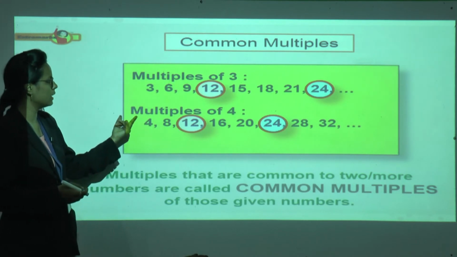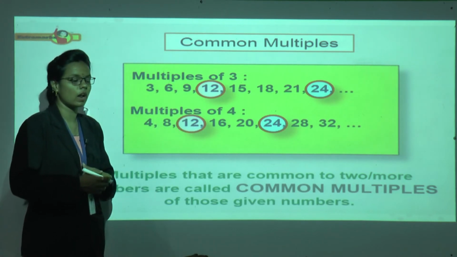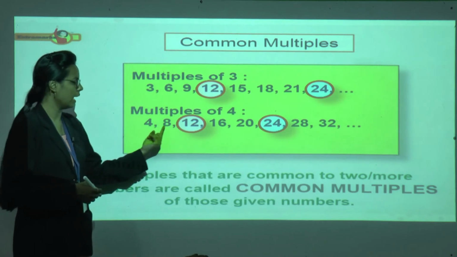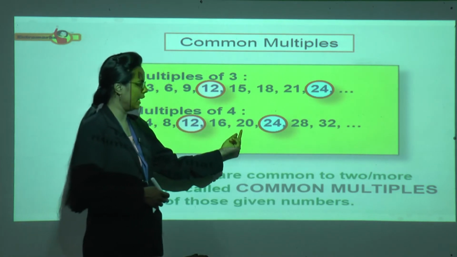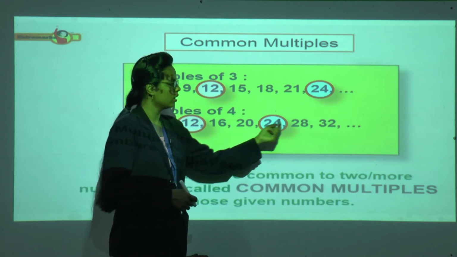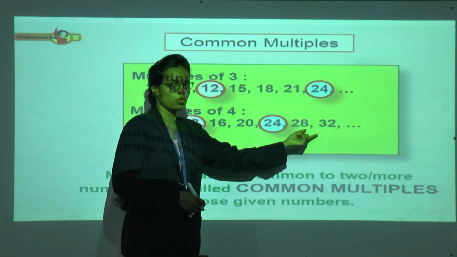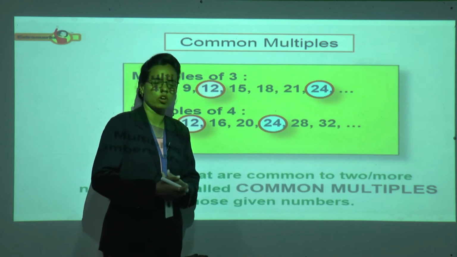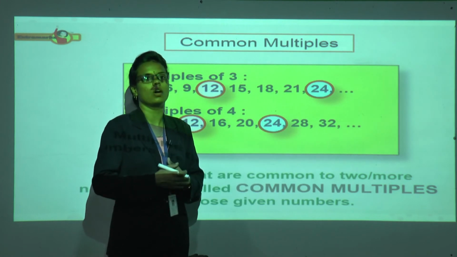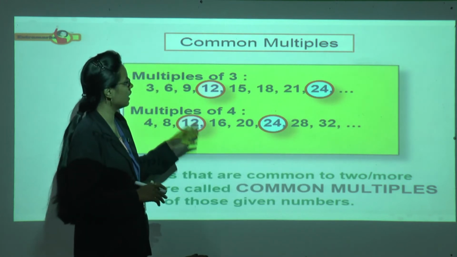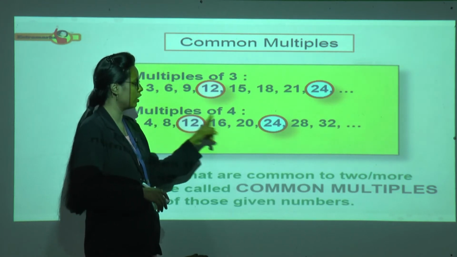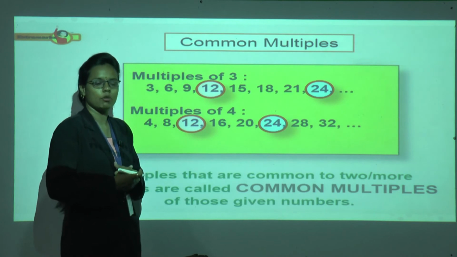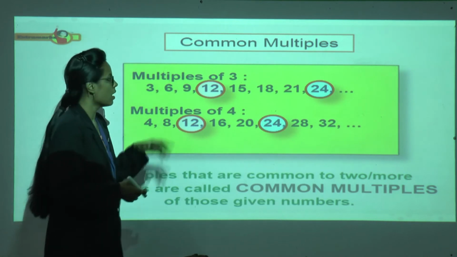Now we will find the multiples of 4. Multiples of 4 are 4, 8, 12, 16, 20, 24, 28, 32, 36 and 40, and so on. Now we have found the different multiples. First we found the multiples of 3 and then the multiples of 4. Now we have to find the common multiples.